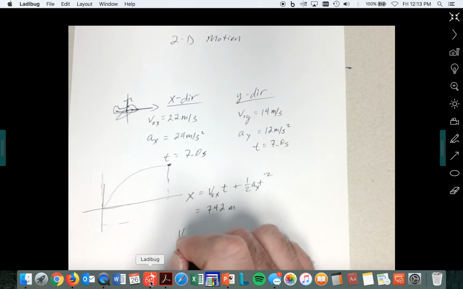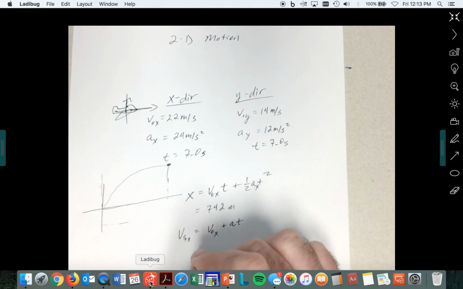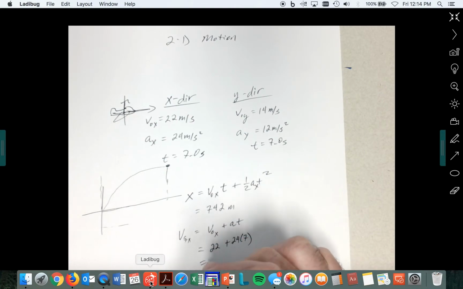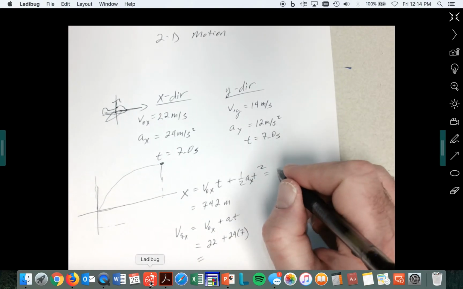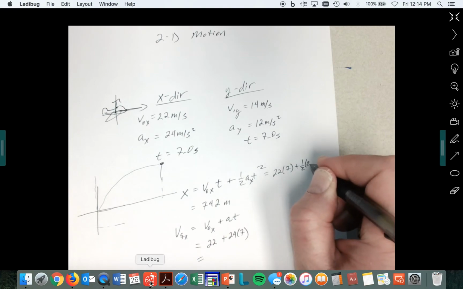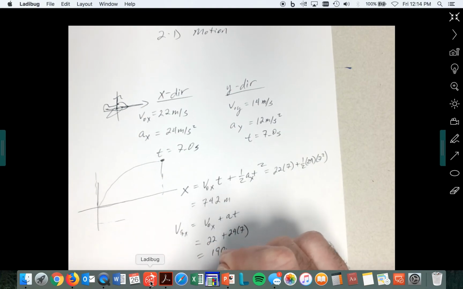And its final velocity in the x direction is equal to v naught in the x direction plus the acceleration times the time, which will give us 22 plus 24 times 7. And this was, I'm sorry, this was 22 times 7 plus 1/2 times 24 times 7 squared. All right, and that's where it goes. So 22 plus 24 times 7 gives me 190 meters per second in the x direction.